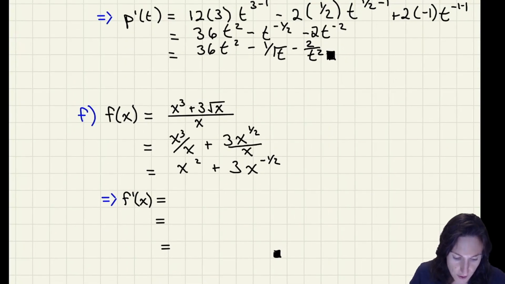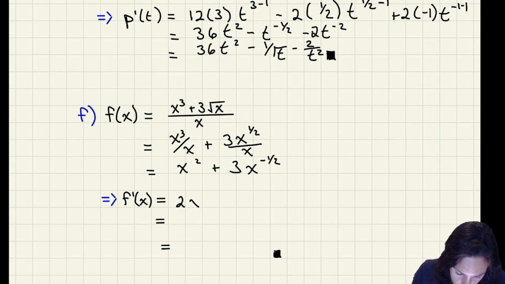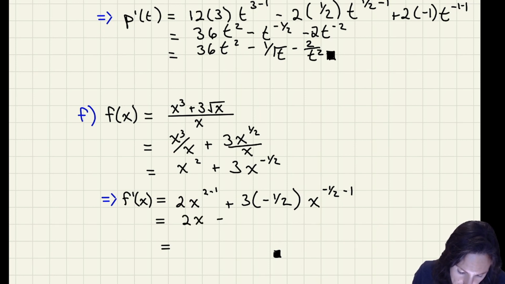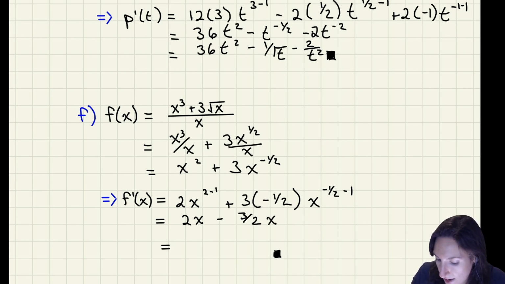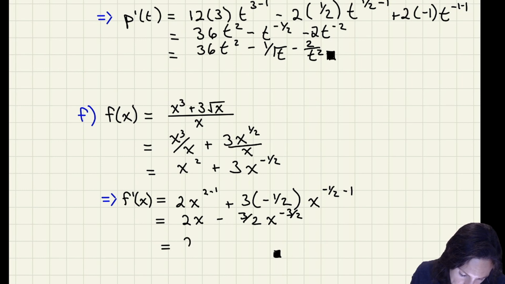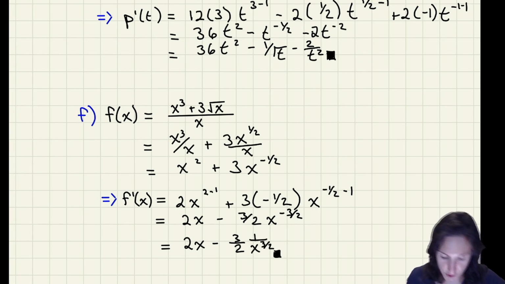Okay, so what do we have here? Bring down the 2 exponent, x to the power of 2 minus 1, plus 3, bring down the exponent, -1/2, x to the -1/2 minus 1, and then we're going to have 2x minus 3 over 2, x, now -1/2 minus 1, this is minus 3 over 2. And if I asked you to put it in positive exponents, again, we would have to rewrite it as 2x minus 3 over 2, 1 over x to the power of 3 over 2.